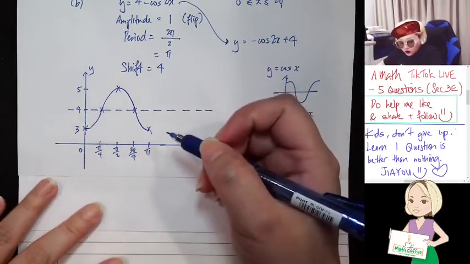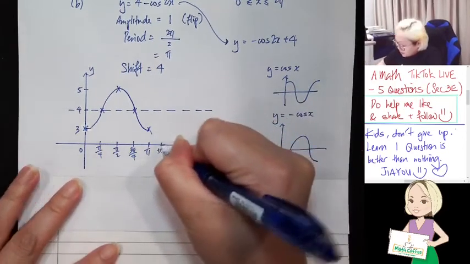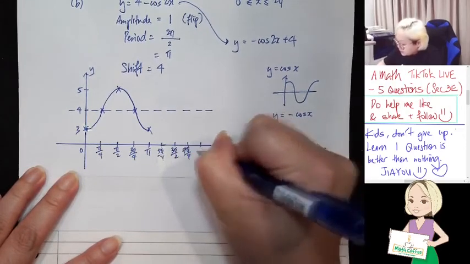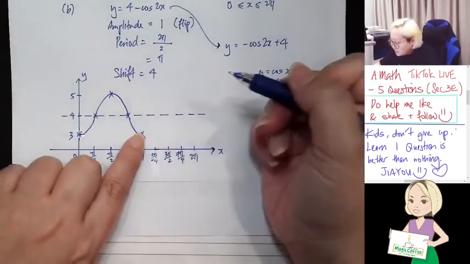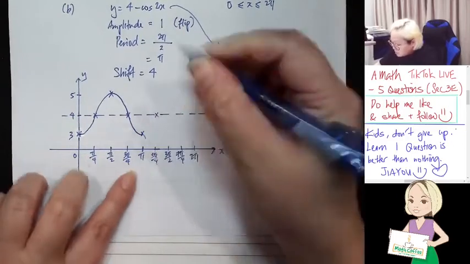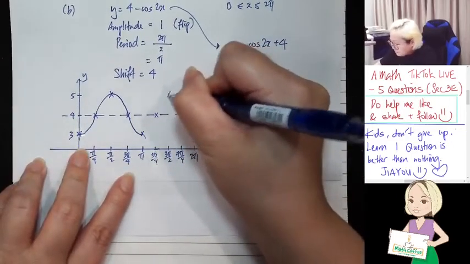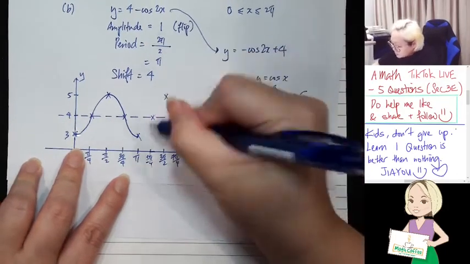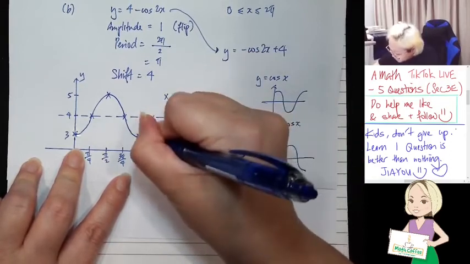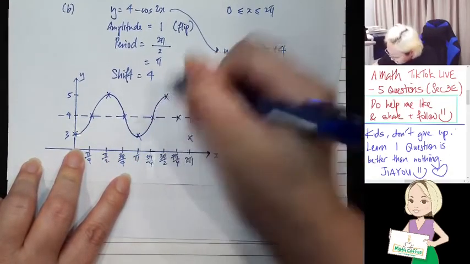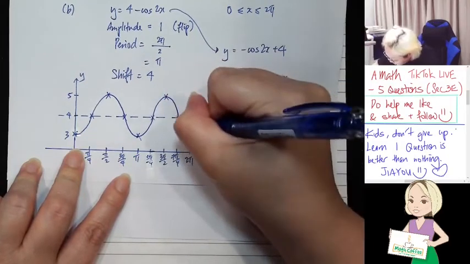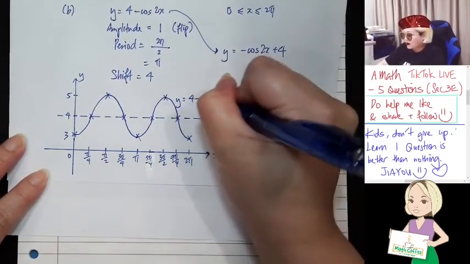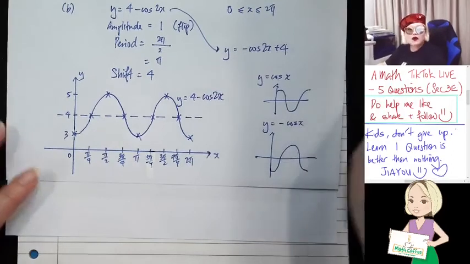Let's continue. So pi plus 1/4, so we have 5 pi over 4. We have 3 pi over 2. And we have 7 pi over 4. And lastly, 2 pi. Minimum, 0, maximum, 0, and minimum. So that means it will be like that. Imagine the shape. Done. And lastly, label. This is y equals to 4 minus cosine 2x. And we are done.